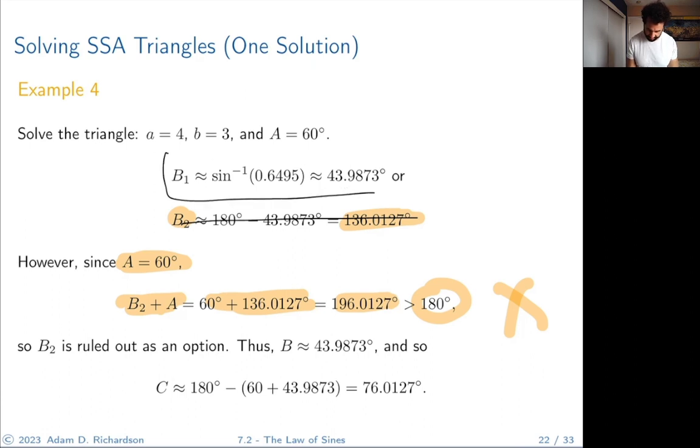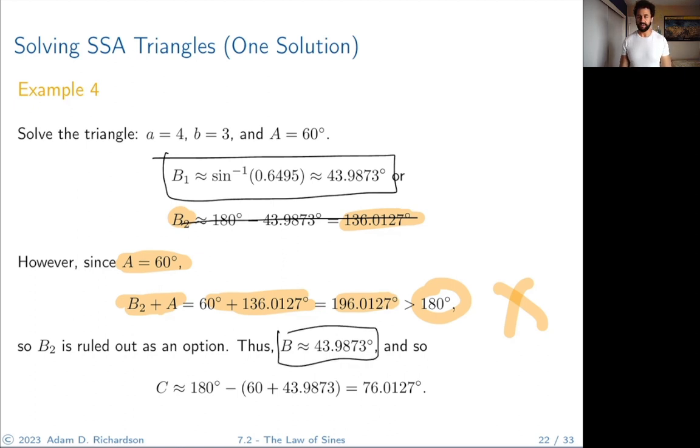So that means that B1 is the only option. Let me try that again. B1 is the only option. So now we don't need to label them B1 or B2 anymore. We can say immediately that the angle B has to be about 43.9873 degrees.